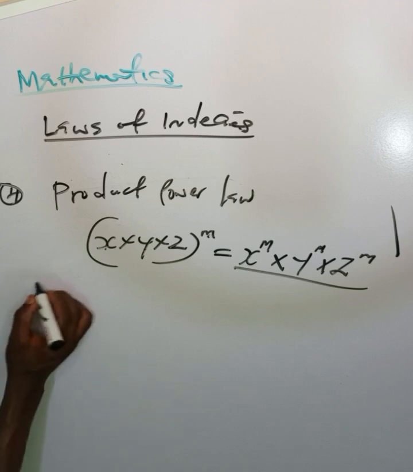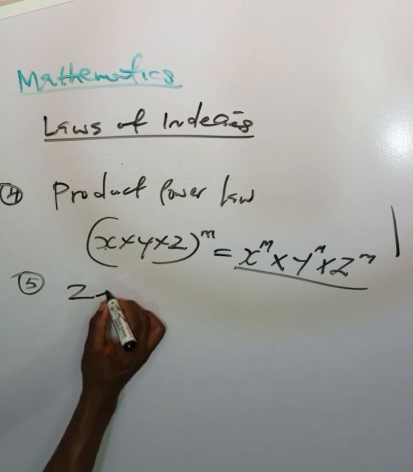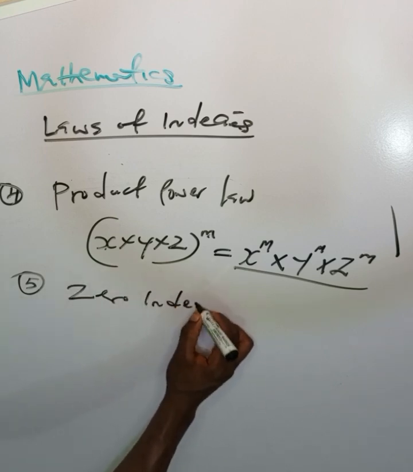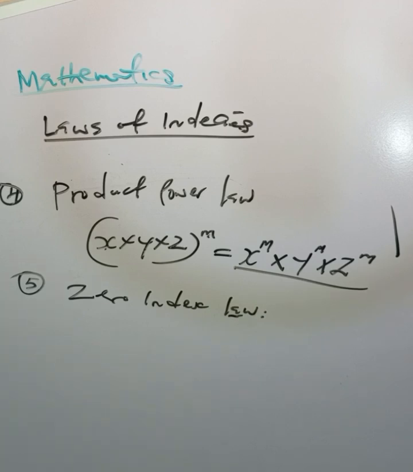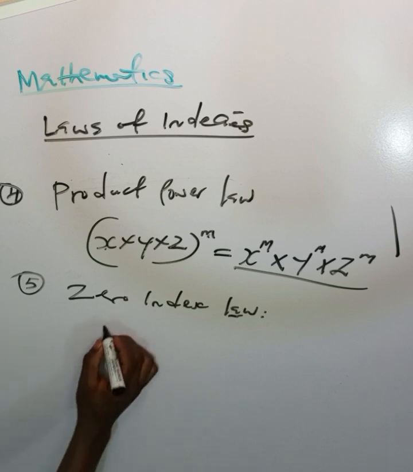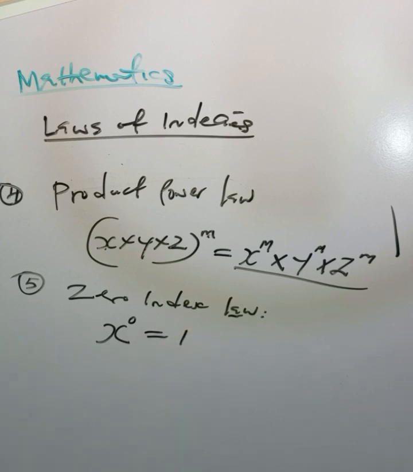The next one is zero index law. Any number raised to power 0 is equal to 1. A number x raised to power 0 is equal to 1. That is the zero index law.